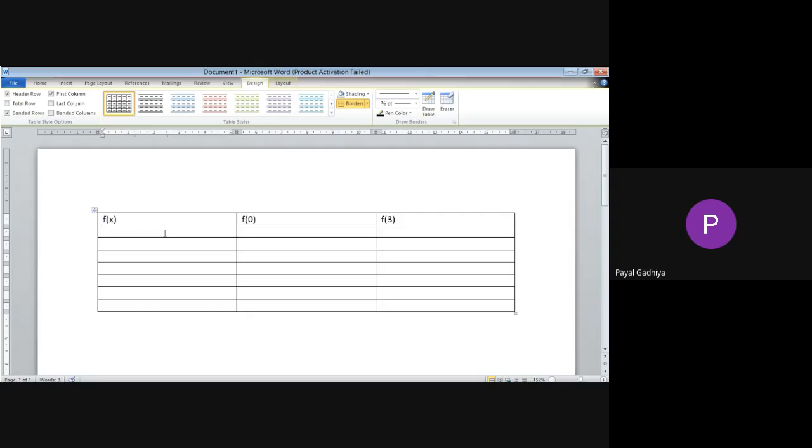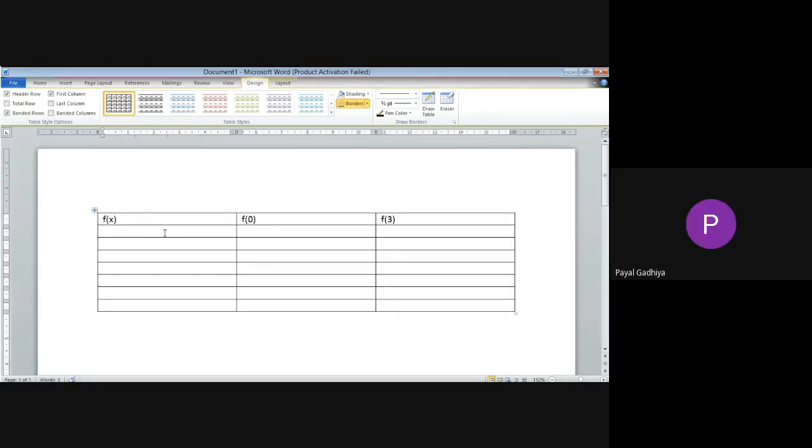I will randomly take any one of your names from this meeting, so all of you have to be alert. Whenever I ask you to give the function and f of 0 and f of 3, you have to speak. Fine. Are you all clear with this first? Yes, ma'am. Only one student is clear. What about others? Yes, ma'am.